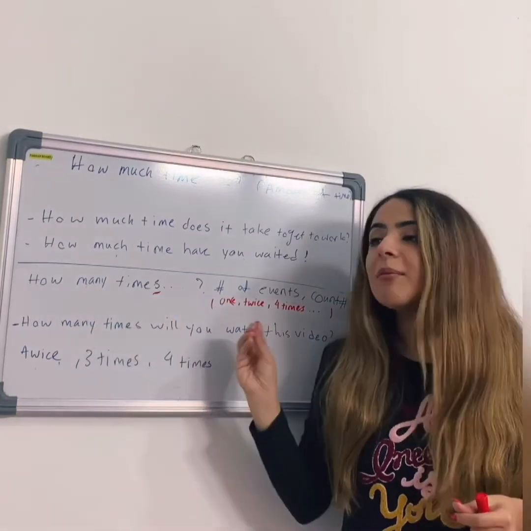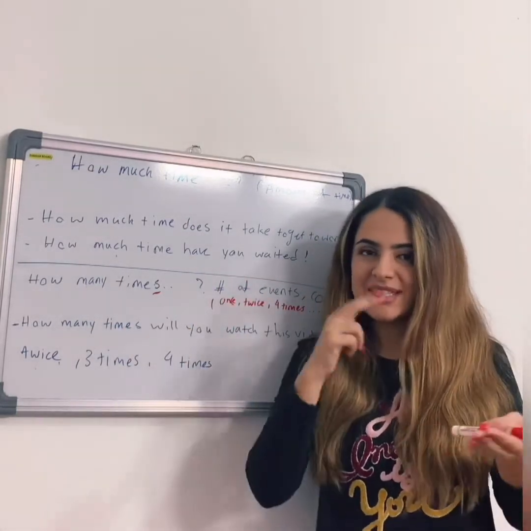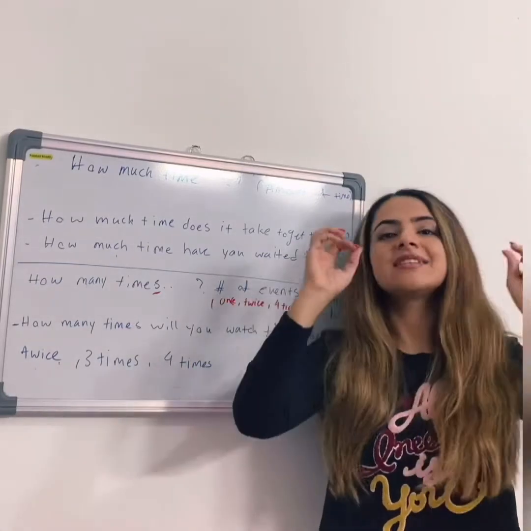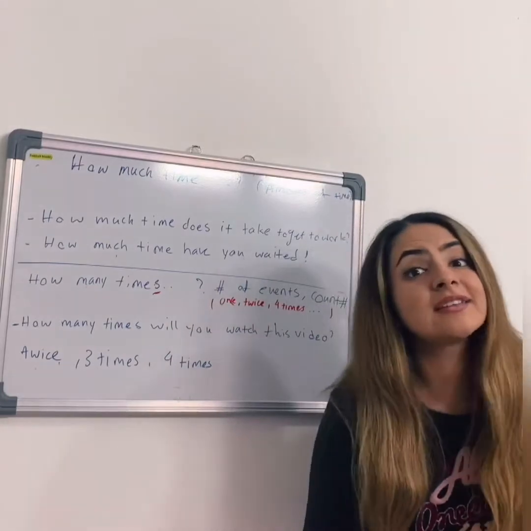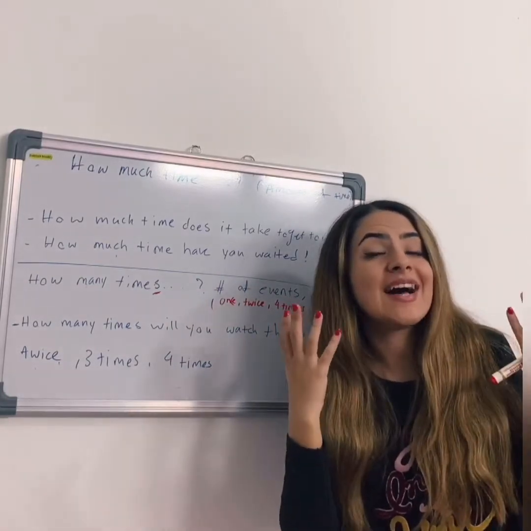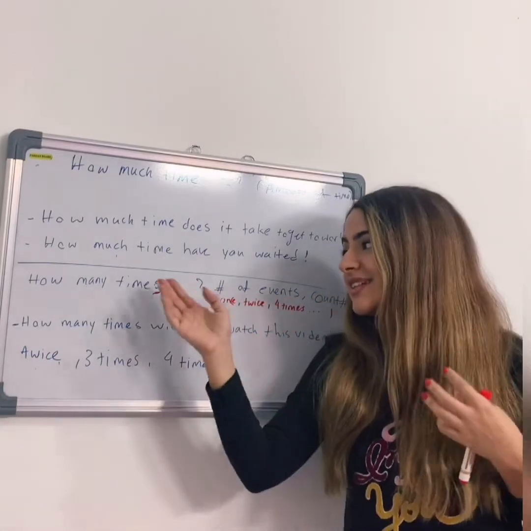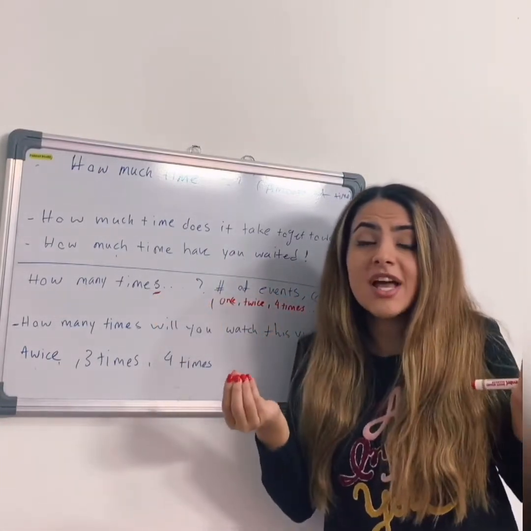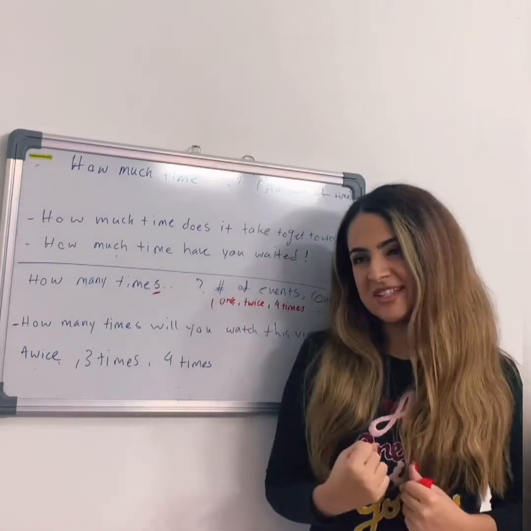So when we use how many times, we add s, we count the times that you did something or you were somewhere or something like that. So we use it as countable. This is uncountable. This is countable. How much time? How many times?